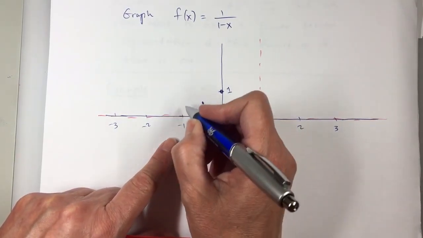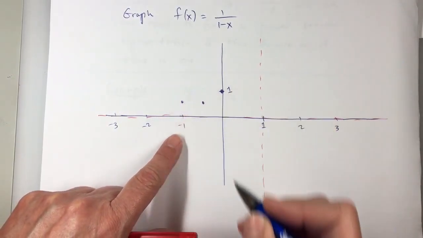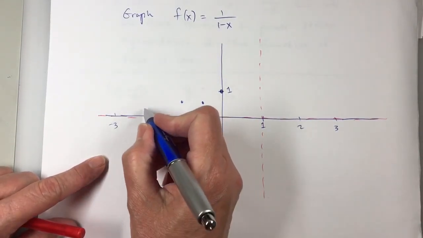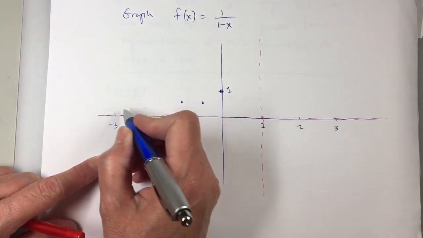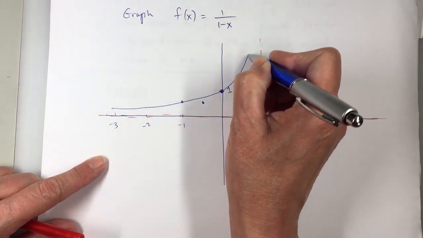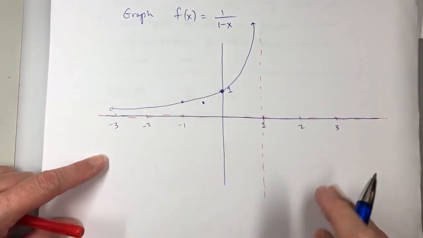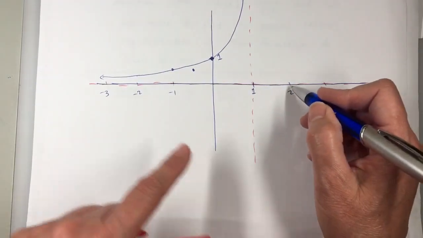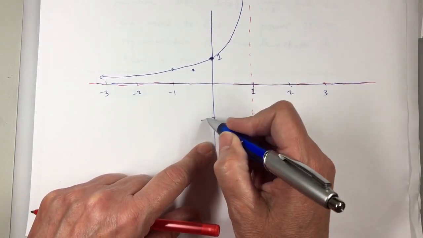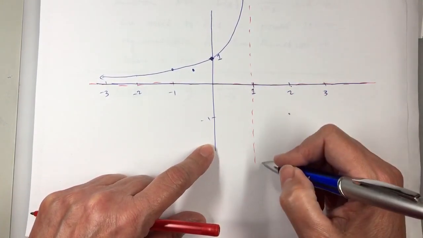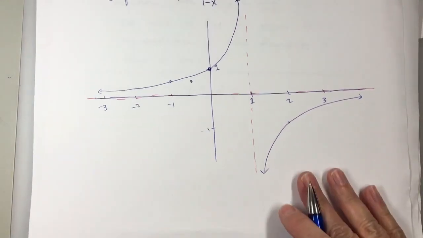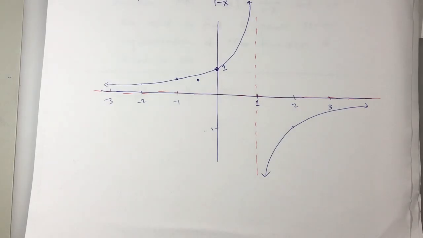Oh, that's not in the right place. Put it right there. So ignore that point. If I put in negative 2, I'll get negative 1/3. And this graph is going to do this. And then on the other side, if I put in 2, I'll get negative 1. On the other side, I'll get this. So that's the graph of 1 over 1 minus x.